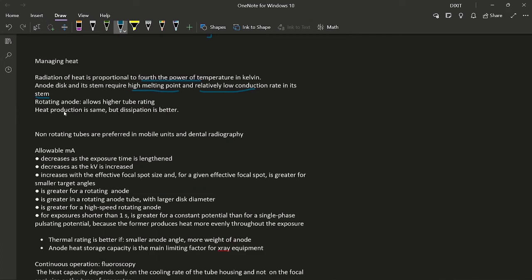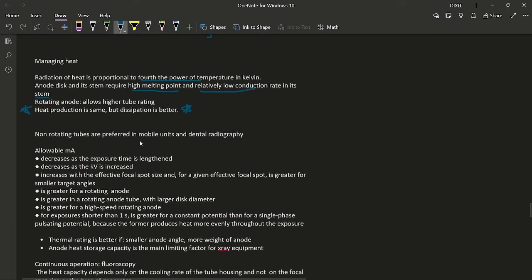So they might try to ask you, they might give a sentence like, in a rotating anode the heat production is less, but actually the point to note is that the heat production is the same, but the heat dissipation is much faster.